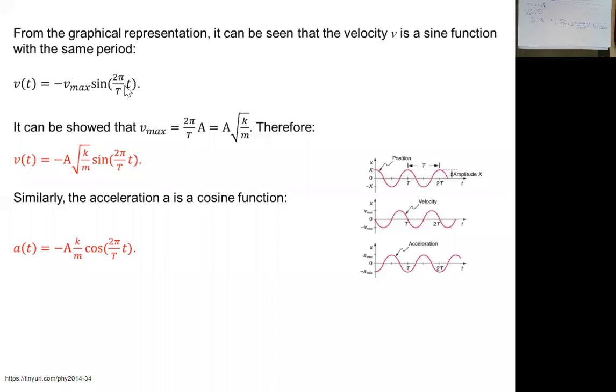It turns out that this maximum value for the velocity is equal to the amplitude times the square root of k over m. Similarly, it can be derived that the acceleration is equal to minus k times A divided by m, times the cosine of 2 pi over T times t. Those are the velocity and acceleration equations of motion for a simple harmonic motion.